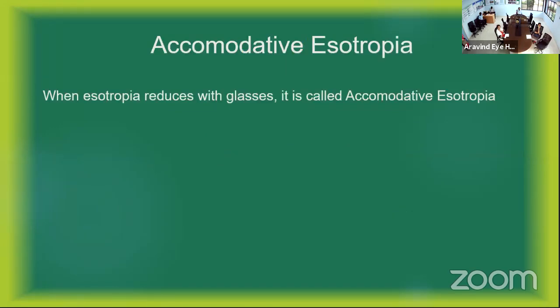So now we'll come to accommodative esotropia. Since we are all fresh now, we'll first deal with the difficult topics first. And as we go, we'll see more of videos. So accommodative esotropia is an esotropia which reduces with glasses, to put it very, very simply.